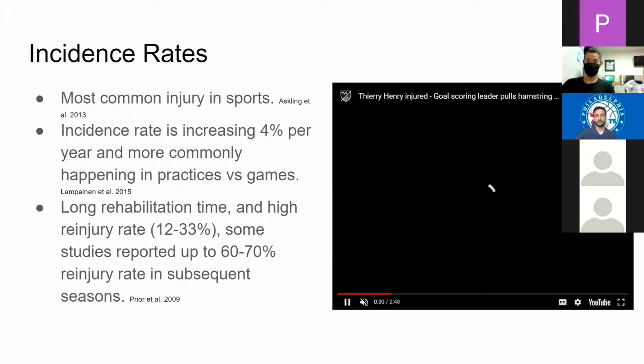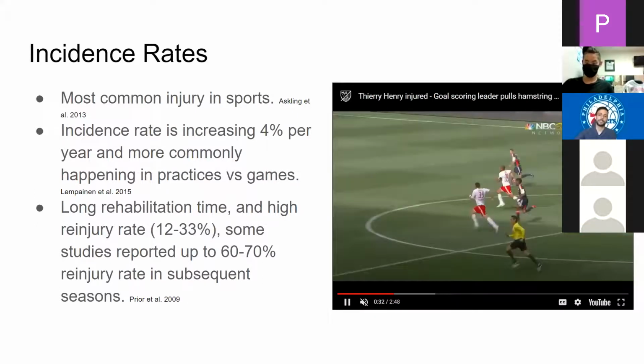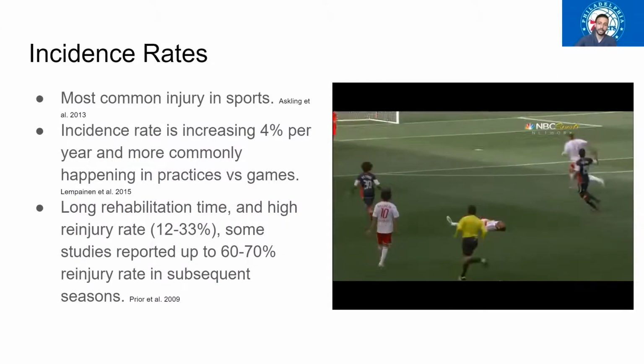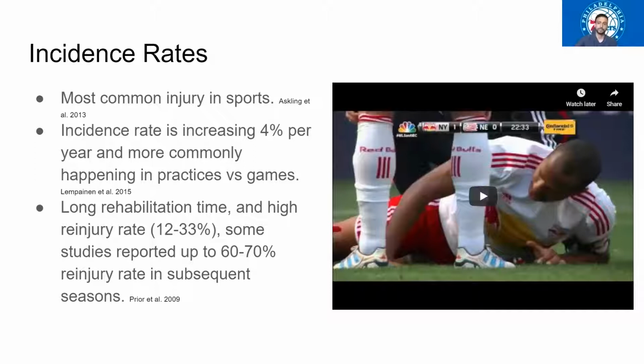As I mentioned before, it is the most common injury in sports because it is the most common muscular injury in soccer. The video I have right there shows a pretty good mechanism, which Dexter is going to go into a little bit later. The incidence rate is actually increasing 4% per year, and it happens more commonly in practices versus games. That was something interesting that I saw. I feel like it could be related to the constant moving, as practices are a little bit longer and more specific with the training versus games.